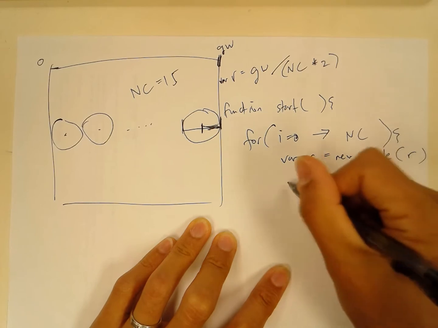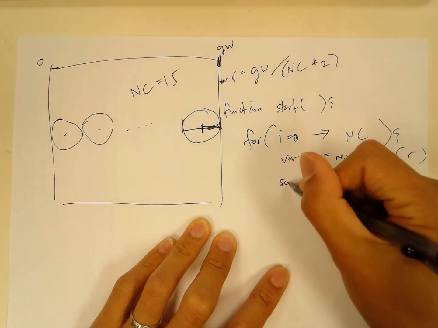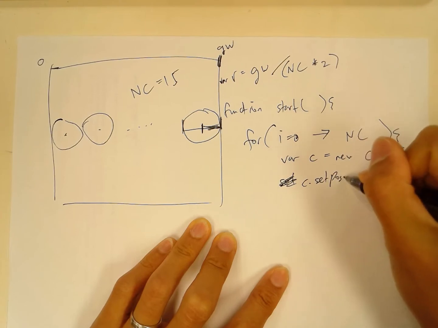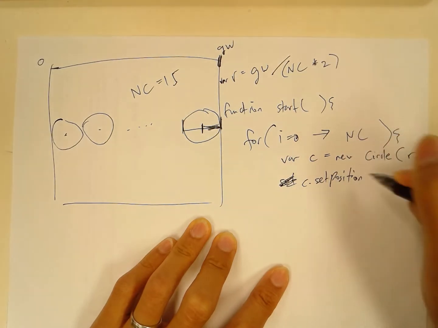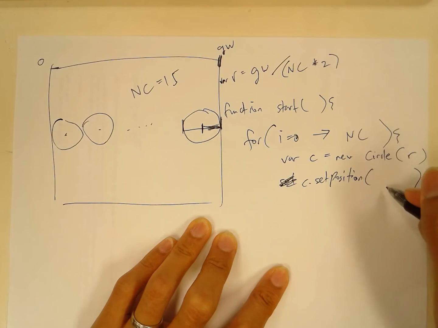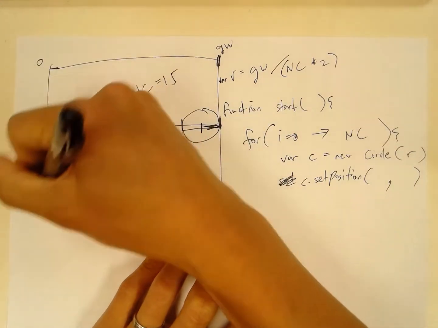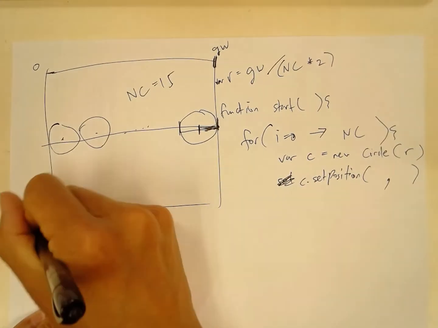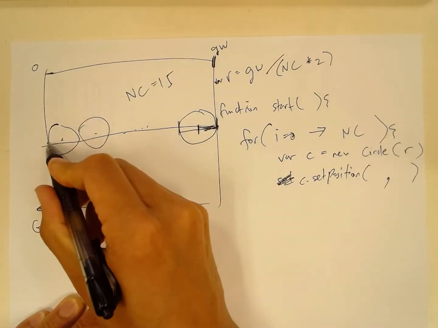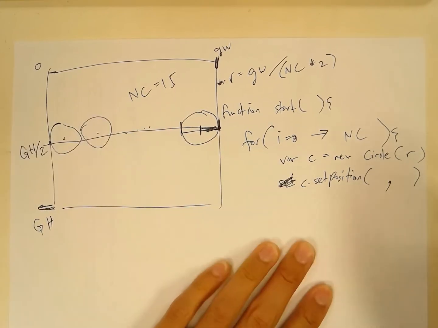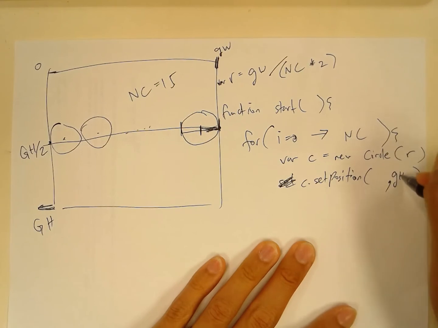Okay, so good. And then we're going to need to do a set position. So we do circle dot set position. And the set position on the circle is tricky because the y is always the same. The y is the center of the screen, right? And we know this value here is get height. So then that means this value here would be get height divided by 2. So that's what we're going to do right here, get height divided by 2.